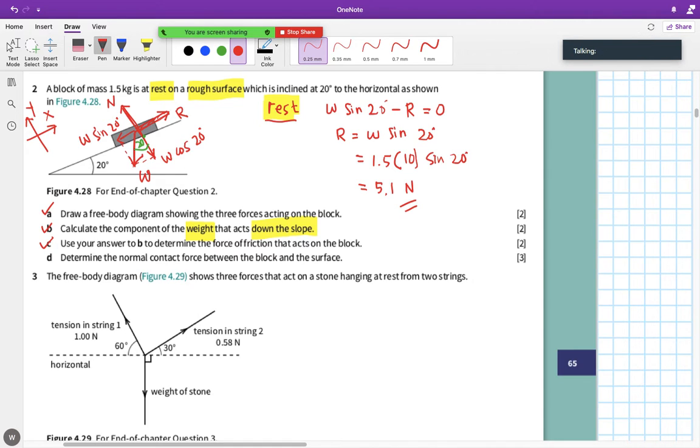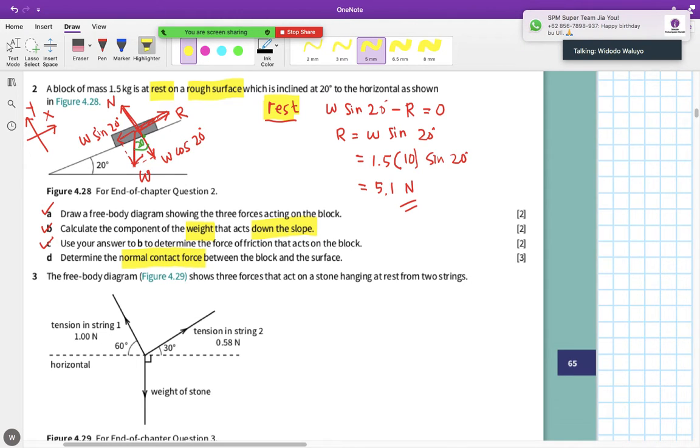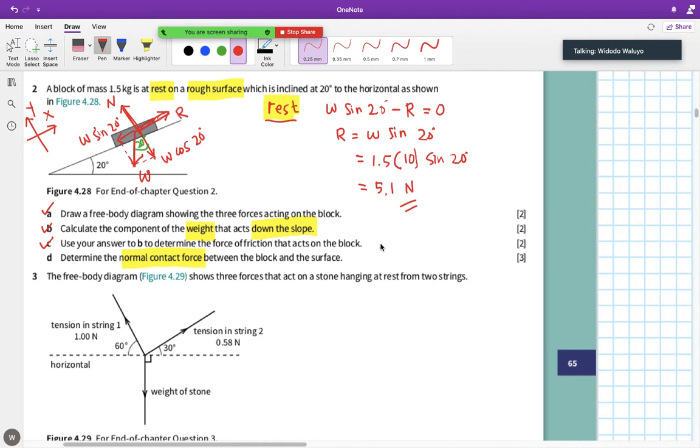then D: determine the normal contact force between the block and the surface. Same thing as C, using the rest condition, the total force equals 0. So N, the normal contact force, minus W cos 20 equals 0. So the normal contact force equals W cos 20.